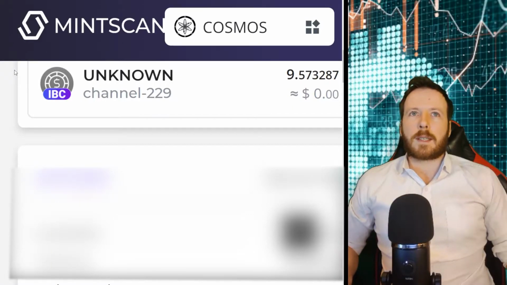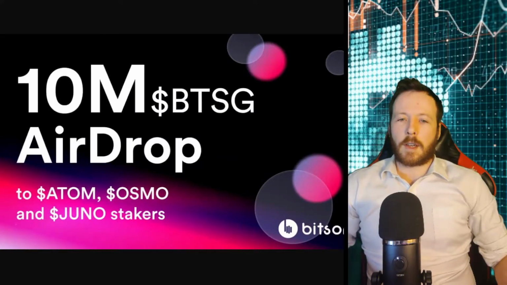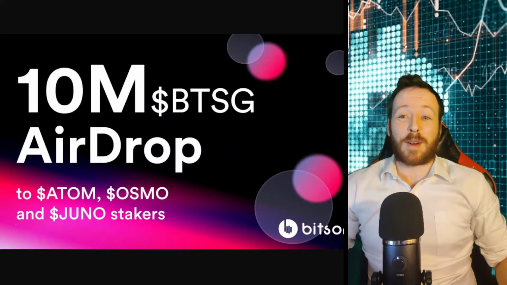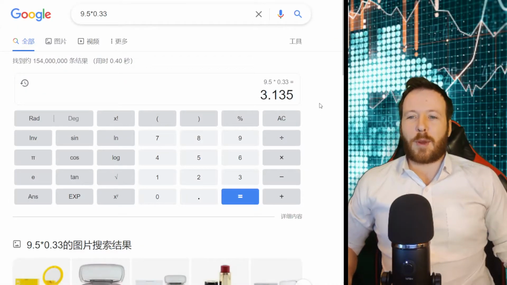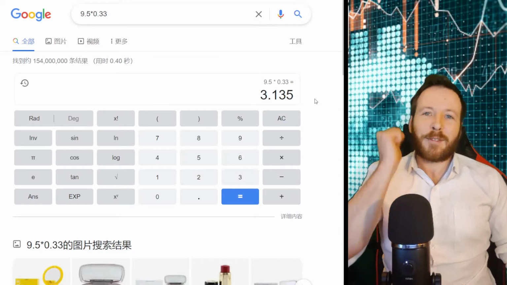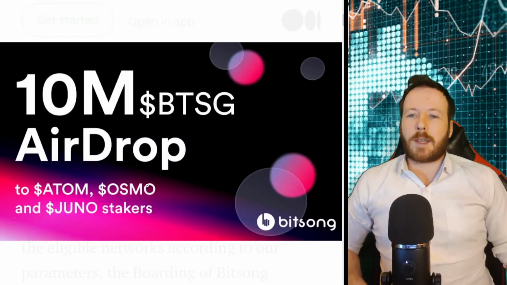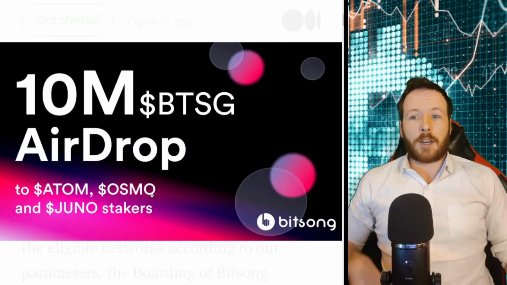Firstly, if you go to mintscan.io and you enter your Cosmos address, you will notice that you actually have an unknown IBC transaction there. That is, of course, if you actually qualify for it. And let's find out if you did. I currently have 9.57. The value of that transaction is around £3 or about $4. Yay, free money.